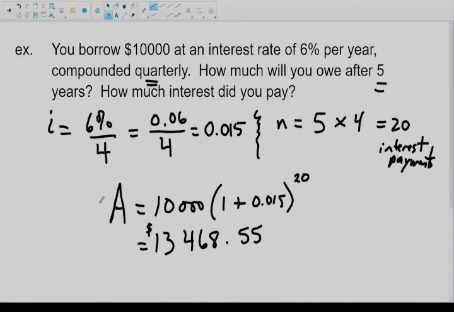And then the question says how much interest. Well, with a number like 10,000 going up to 13,468, pretty easy to calculate the difference between those two. So instead of showing the entire calculation, we know that we're making $3,468.55. And if you don't see where that comes from, just subtract the final amount by the original amount.